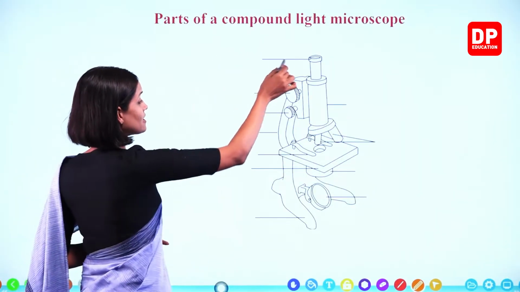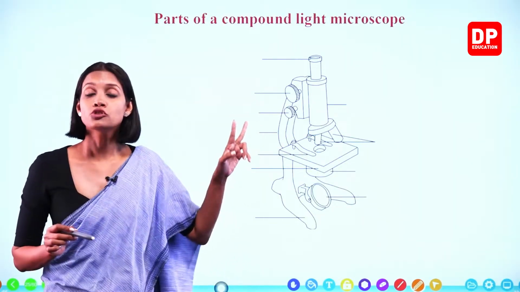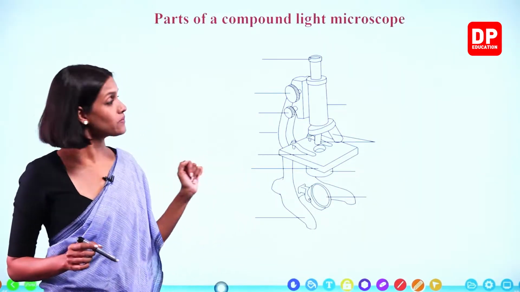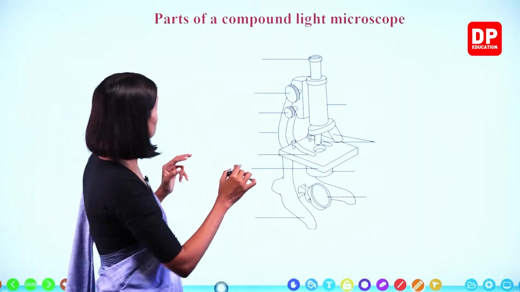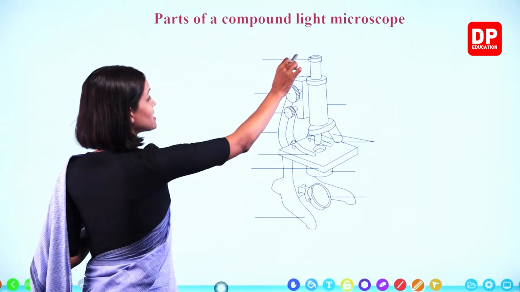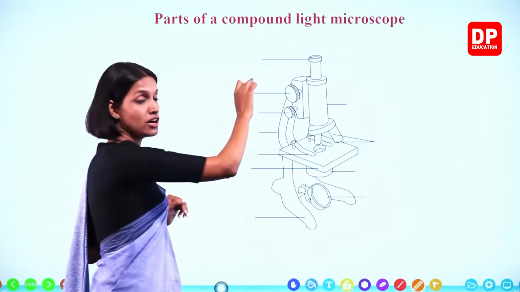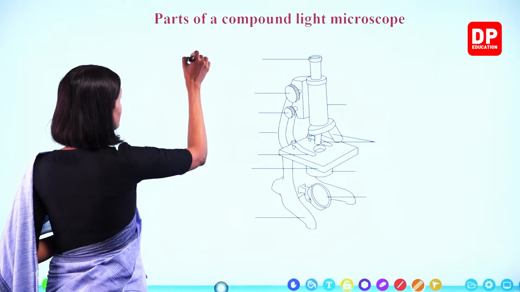What is this, children? Now we know that in a compound light microscope, two convex lenses are used at once. Right, at a time, two convex lenses are used. One of these convex lenses is placed here. So this is where we keep our eye on. This is known as the eyepiece, right? Eyepiece.